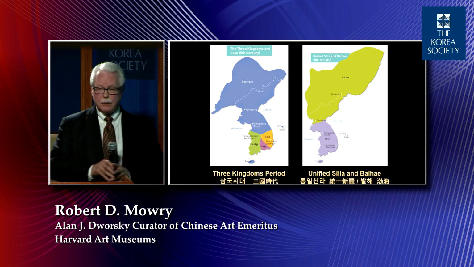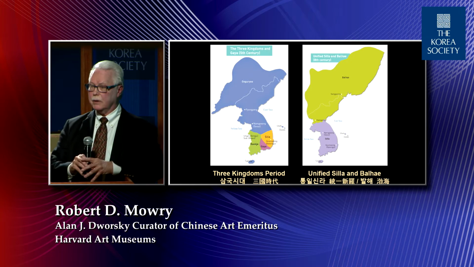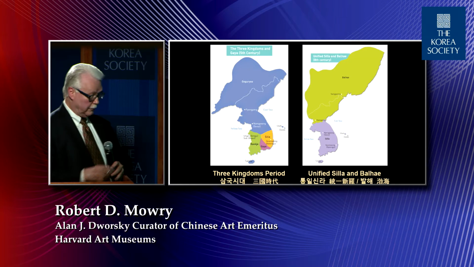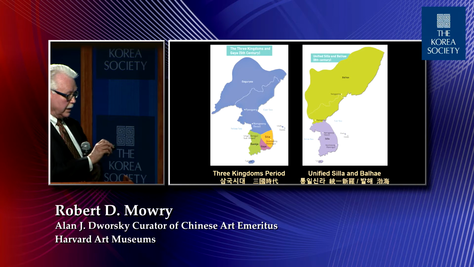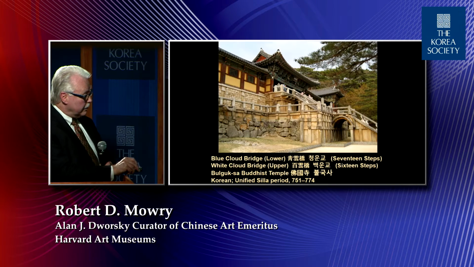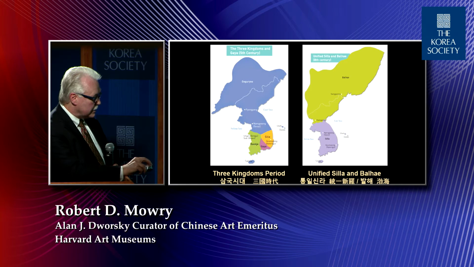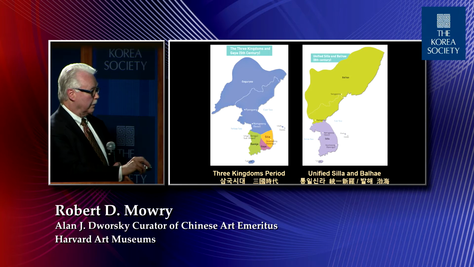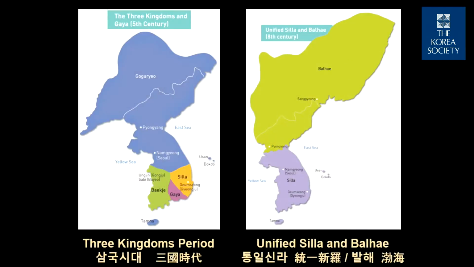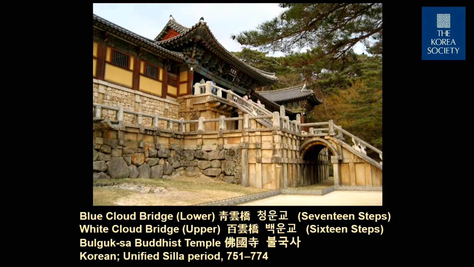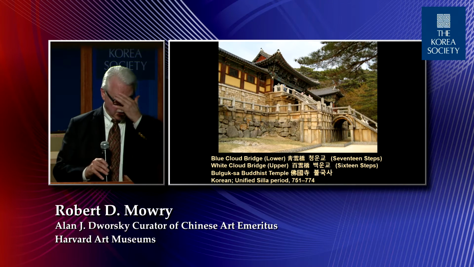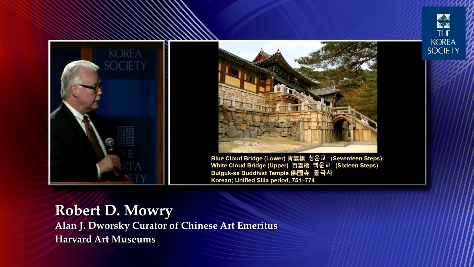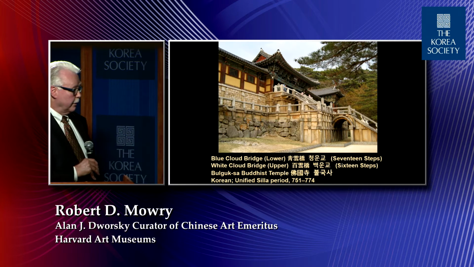And in conquering it, for the first time, in 668, it unified the peninsula militarily and governmentally. The capital stayed in the southeast at what is modern Gyeongju, right there. Of course, Unified Silla is basically contemporaneous with the Tang Dynasty in China. It runs, that is Unified Silla, from 668 until 935.